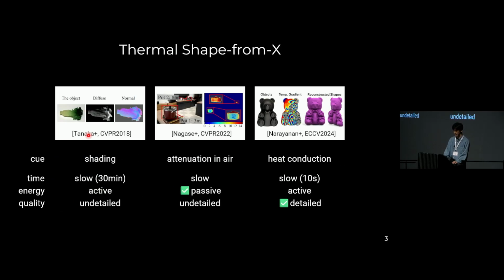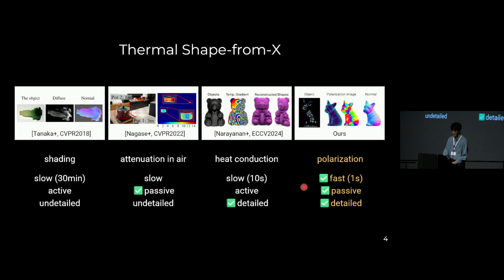In recent years, several studies have explored this question. They have utilized different cues, such as shading, attenuation in the air, and temporal heat conduction. But these methods have several drawbacks. In contrast, we focus on an underexplored modality, the polarization of thermal infrared. By leveraging this polarization cue, we can achieve fast, passive, and detailed shape reconstruction.